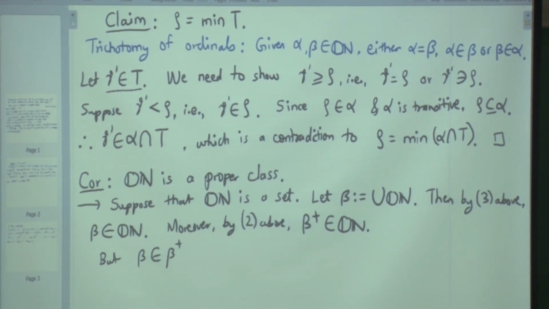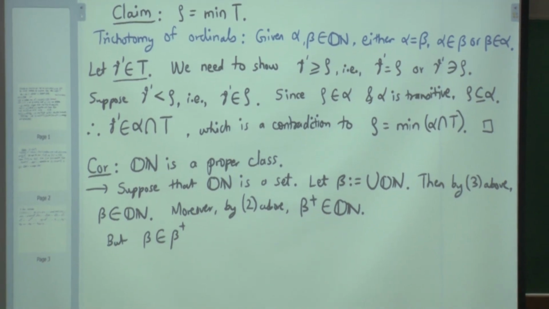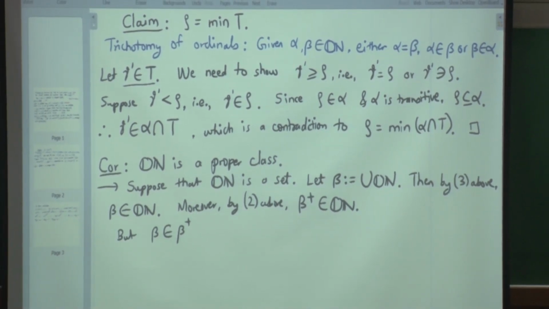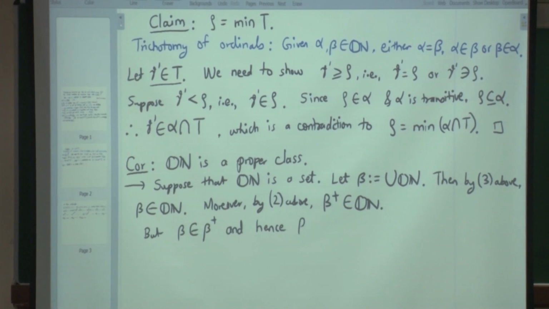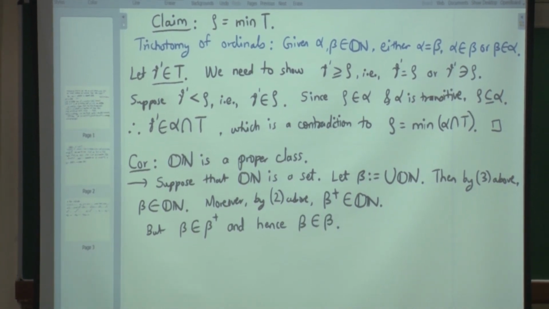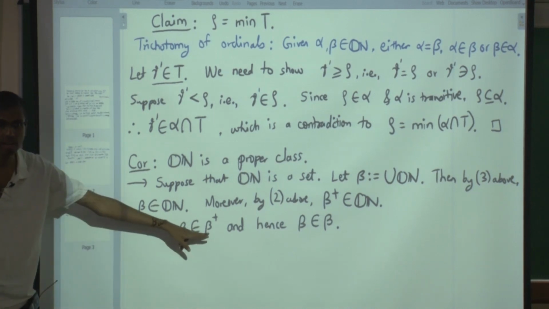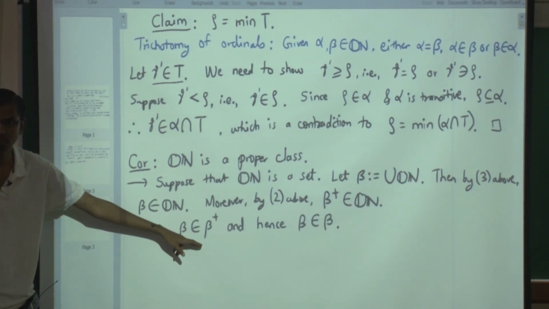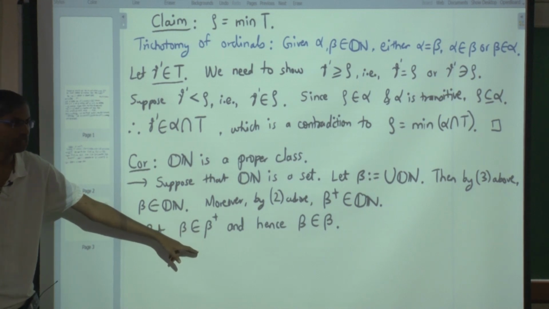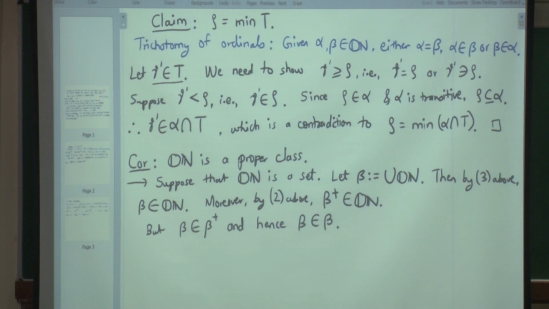And what is the union? The union of On contains all elements of beta plus, since beta plus is an ordinal in On. But the union of On is beta, so in particular beta belongs to beta. What is this a contradiction to? The axiom of foundation. Yes, which is a contradiction. So this process of taking ordinals doesn't stop.